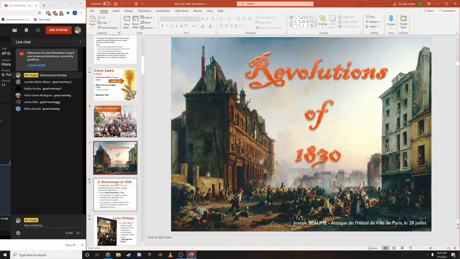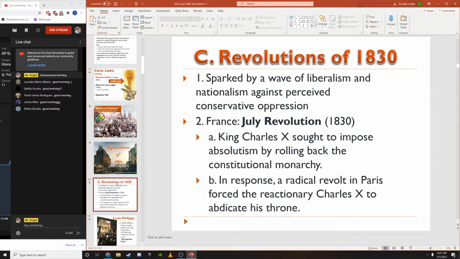All right, let's talk about the revolutions of 1830 here. The revolutions of 1830, and this is going to be in France. So, sparked by a wave of liberalism and nationalism against perceived conservative oppression. Remember that after the Congress of Vienna, one of the main ideas was to put legitimate monarchs back on the throne. And the Bourbon dynasty, after the fall of Napoleon, was placed back on the French throne because they had been the dynasty that was in power before the French Revolution began.